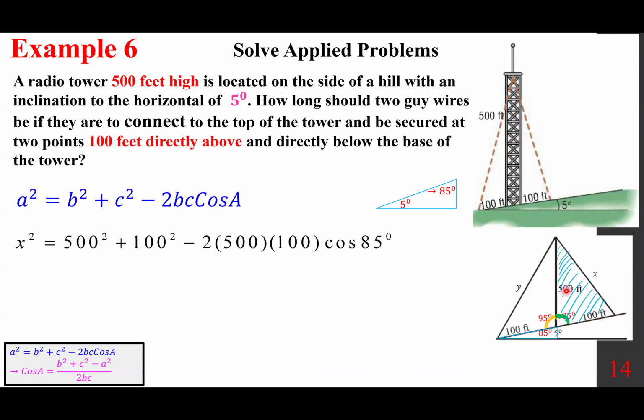So one more time. In this one, x squared is one side squared, 500 squared, plus the other side squared, 100 squared, minus 2 times the product of the two sides, minus 2 times 500 times 100, and the cosine of the included angle, which is 85 degrees.